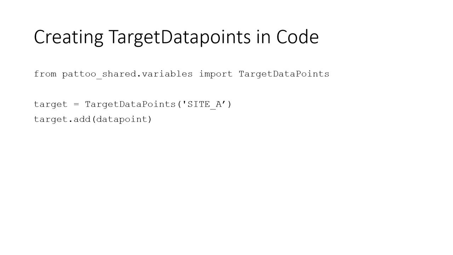You import the target data points class from PattooShared variables. You instantiate it to say that I'm getting all of these data points from site A, and then you add the various data points to the target. Now, you can add multiple data points altogether. So this add will accept a list of data points. It will also accept a single data point. It is intelligent enough to determine what type of object is being accepted and makes the appropriate changes internally. So now you've got this target with multiple data points in it. What's next? What's the next thing that you need to do?